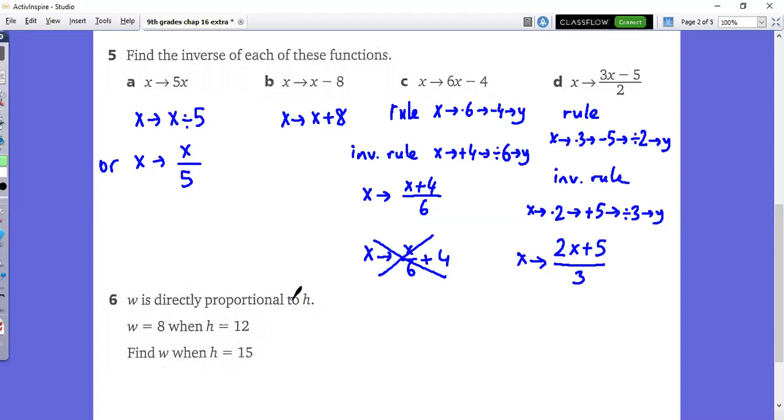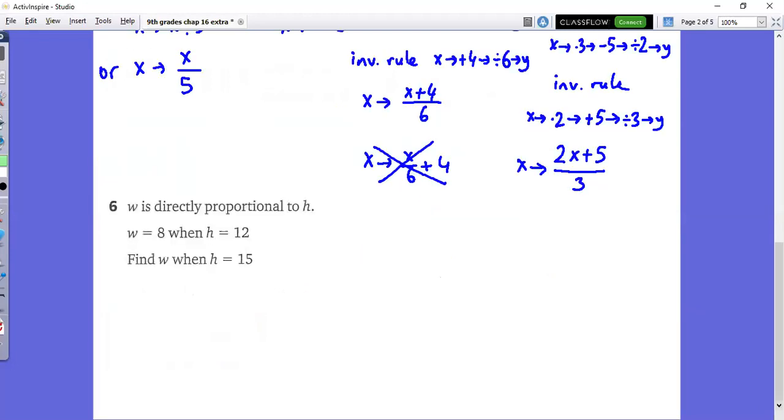W is directly proportional to H. W is equal to 8 when H equals 12. Find W when H is 15. Remember how we were solving. We are writing an equation directly with one more unknown.